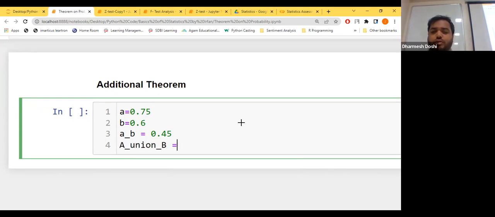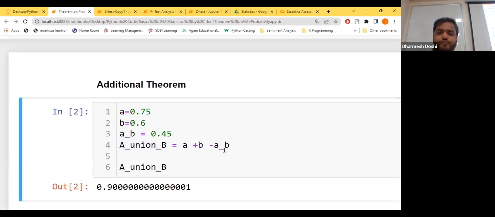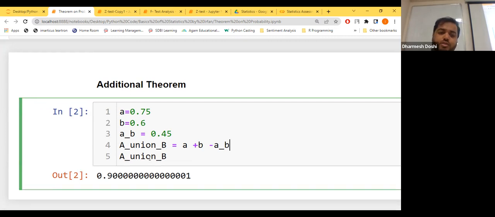There is no shortcut. A plus B minus A and B, same answer you're getting over here. So addition theorem, multiplication theorem, Bayes theorem, it is manual. There is no automate function. Clear? Any question, you can ask, please.